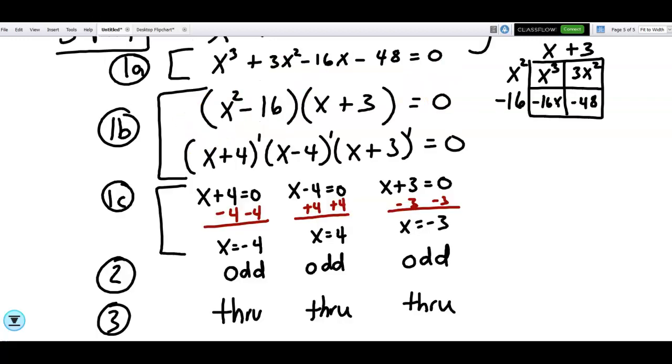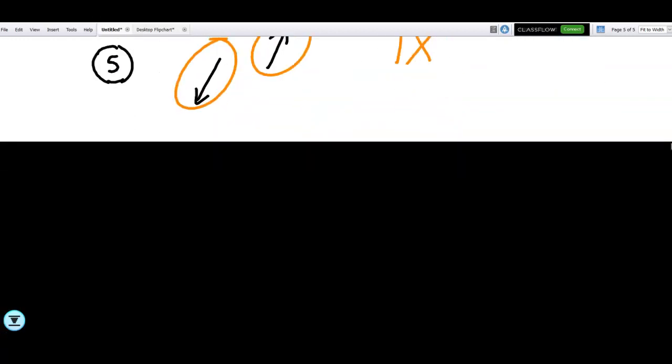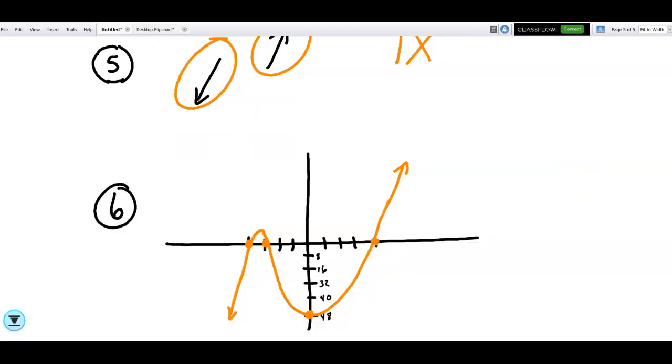And at that point we're ready to graph, so let's give it a graph and see what that looks like. And there it is. It goes through the x-axis at -4, -3, and +4. It touches the y-axis at -48, and then it goes up on the right and down on the left at the end behavior points. So there you guys have it. So that's the basic idea there for graphing polynomials from the beginning.